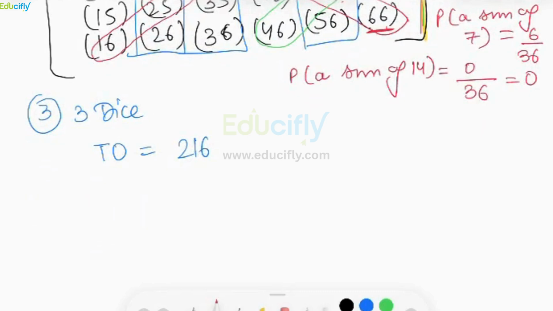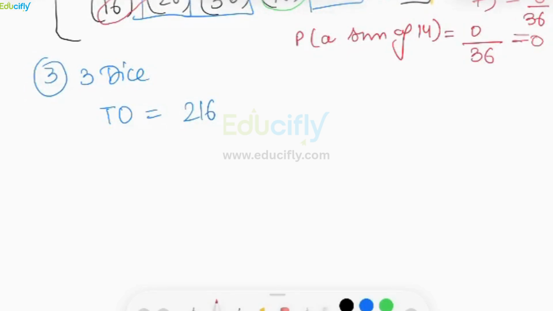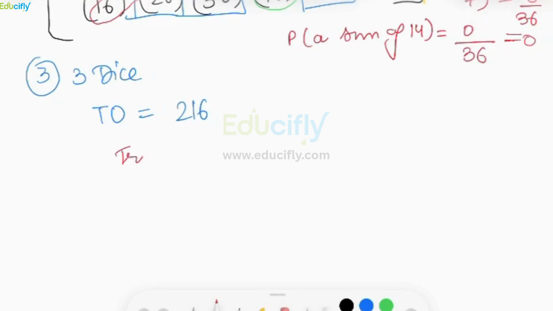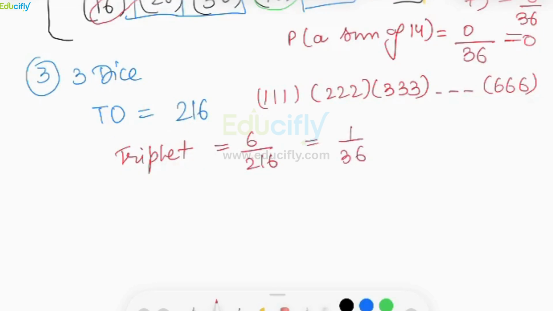Now come back to this 3 dice case. They can simply ask you about a triplet. So here we can go along with the triplet. The best case that we can have here is a triplet. Triplet is again very much clear to us, right? So either you're getting 1 1 1, 2 2 2, or 3 3 3, right? Till 6 6 6. So I hope this is very much clear now because you have a total of 6 numbers, right? So this will become 6 over 216. Now you can cancel it and the answer will become 1 over 36, right?